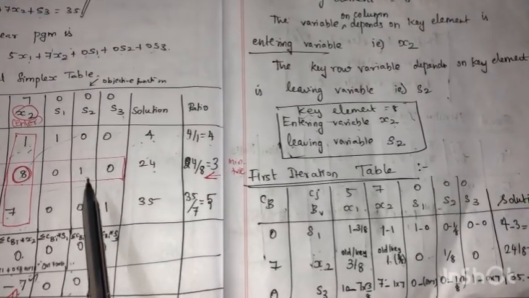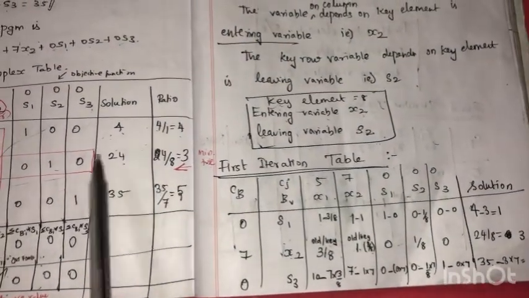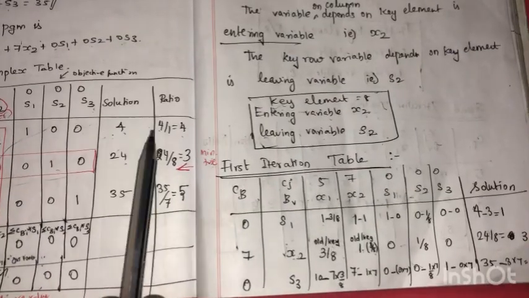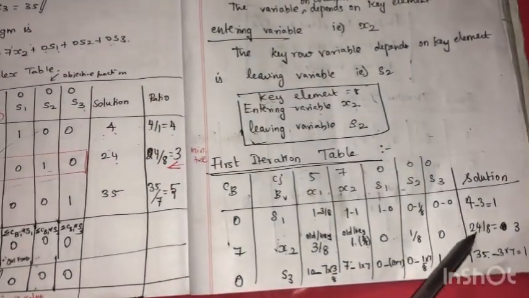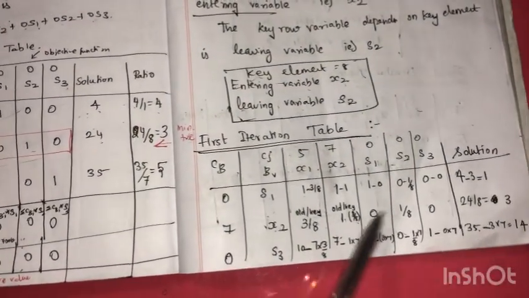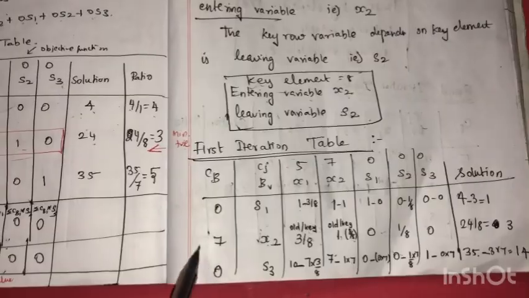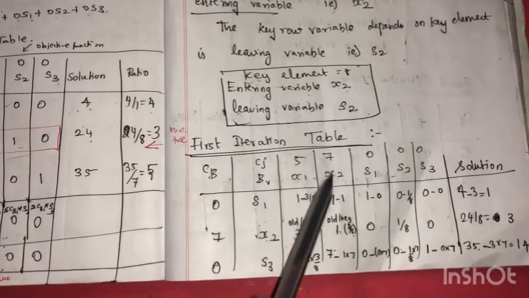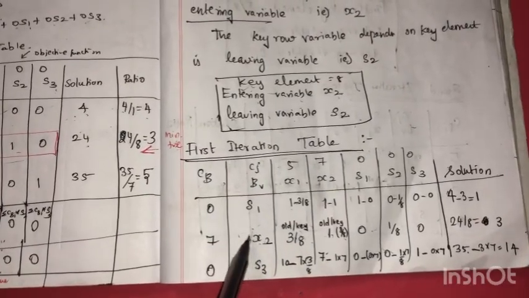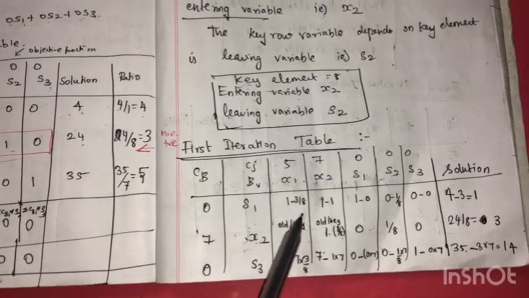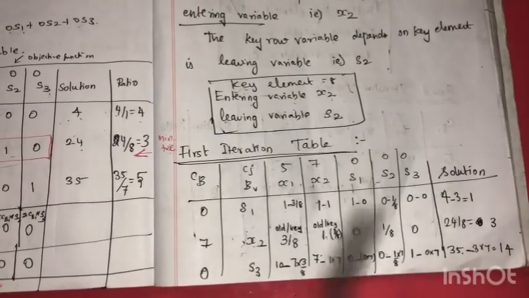Here our old element is 1, key element is 8, so 1 by 8. Then 0 by 8 is 0. Here our solution is 24, 24 divided by our key element 8, so 24 by 8 is 3. So this is our new x2 value. We are leaving slack variable s2 from the old table and entering our new variable x2 into the new table. For these x2 values, we find them using the formula old value divided by key element. Apply to all and find the new row for x2.